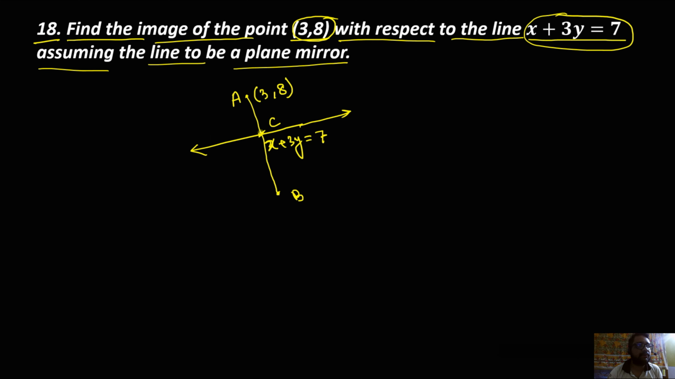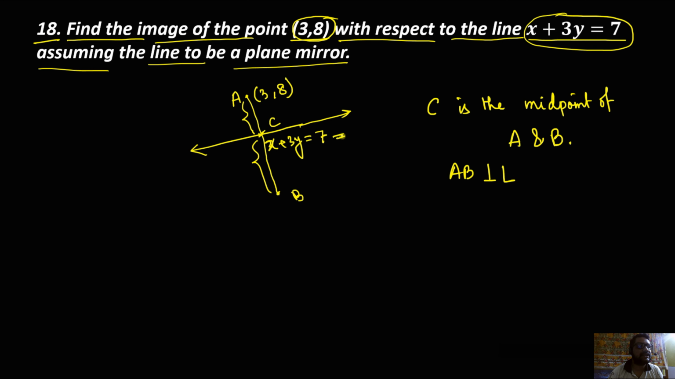You can clearly see that C is the midpoint of A and B, because the distance between this line and the point A is the same as the distance between this line and the point B. That is why this is the image or counterpoint. So we can write C is the midpoint of A and B, and AB is joined with a perpendicular line. That means AB is perpendicular to L. L means this line is denoted by L.